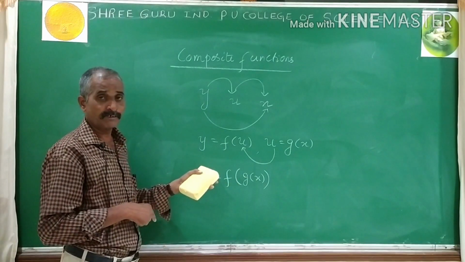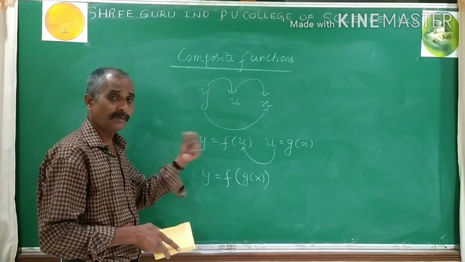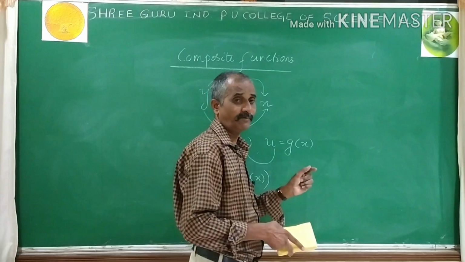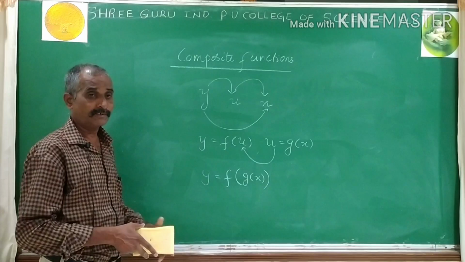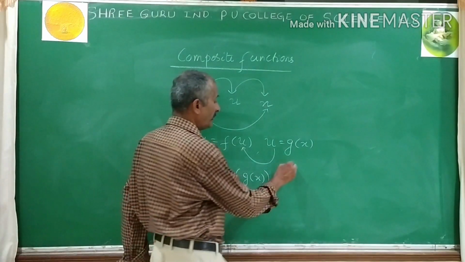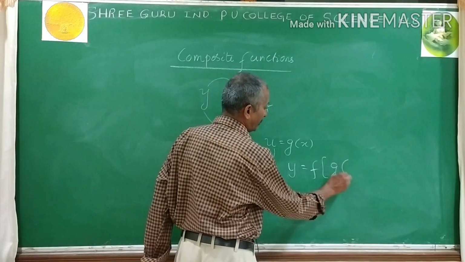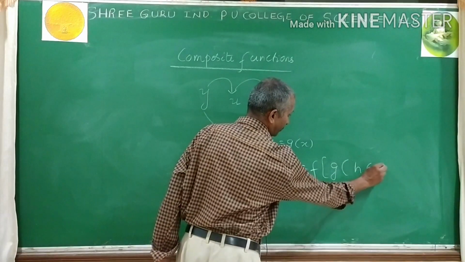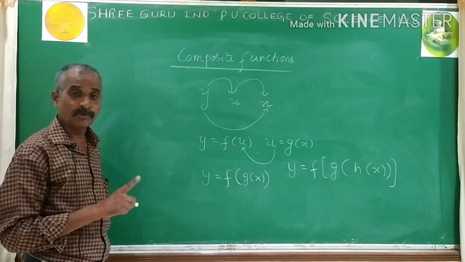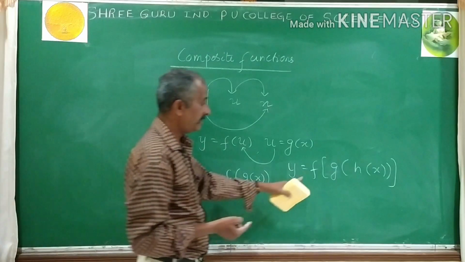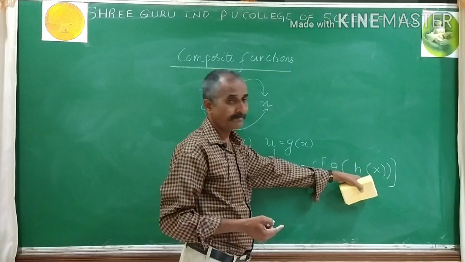Now this composite function is not necessarily for 2 functions, it can be extended for 3 functions, 4 functions, 5 functions. In general, it can be extended for n number of functions also. Similarly, y is equal to f of g of h of x. In this case, y is totally defined through 3 functions, namely the f function, g function, h function with variable x.